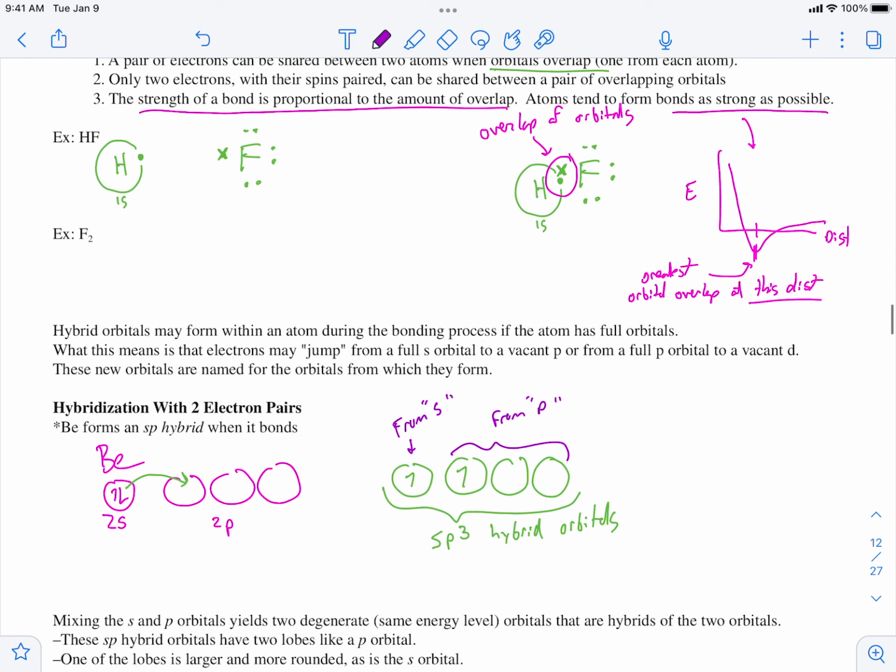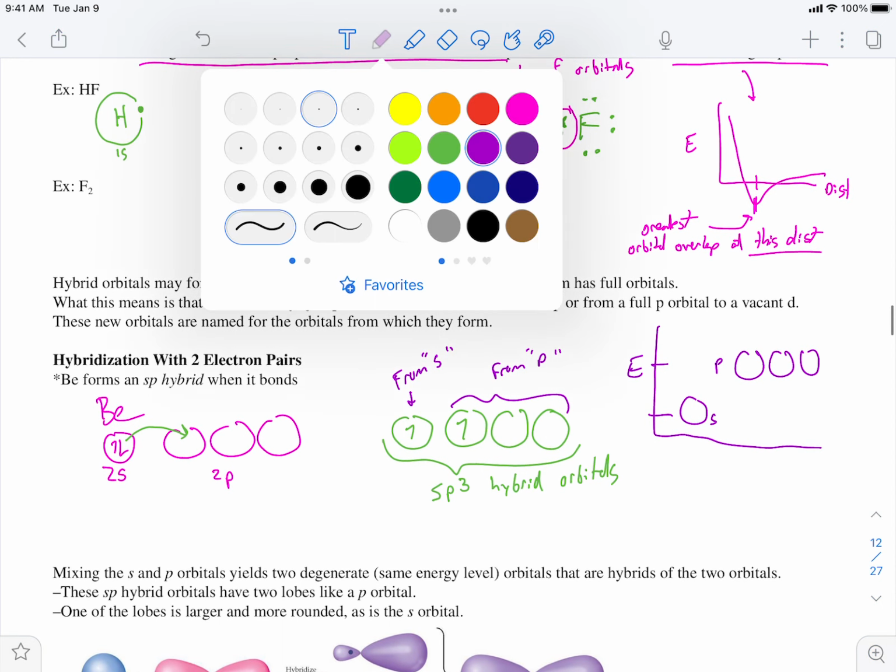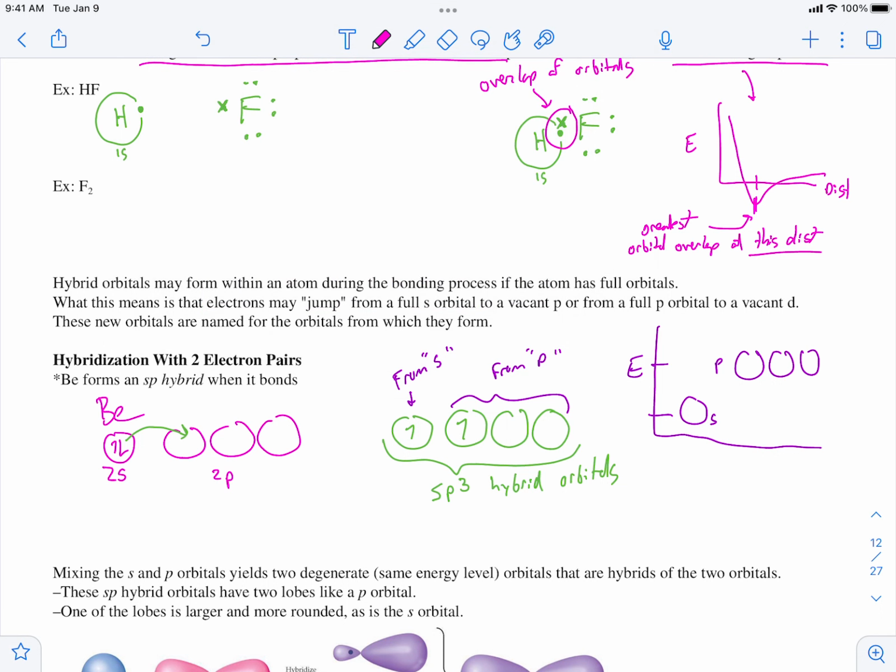So, energy-wise, we need to understand that if the s orbital is at this energy, and the p orbitals are at this energy, then the hybrid orbitals, because they have been averaged, are going to be somewhere in between, but closer to the p's, because there are more p orbitals than there are s orbitals that factor into the averaging. So it's weighted towards the p's. So that's why it's higher up than down.